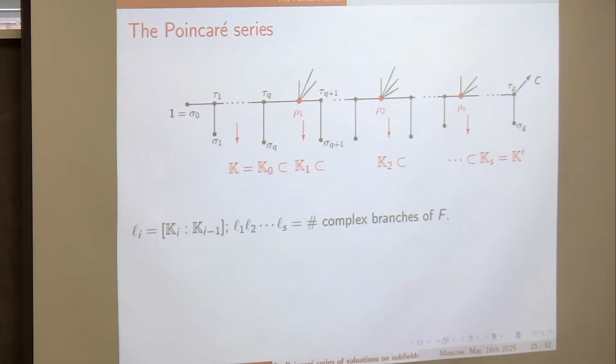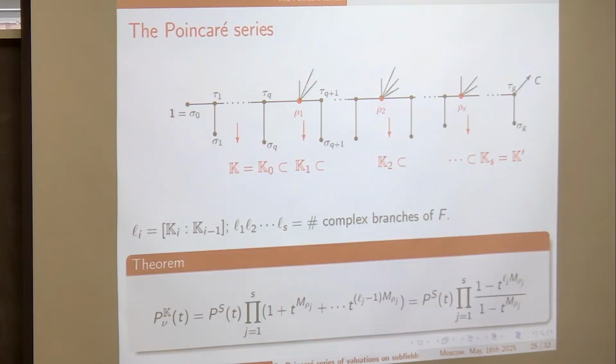In the case of the Poincaré series, we again put the same graph, which is more or less the main guidance to this. And one can compute the Poincaré series over the field K, which is the Poincaré series of the semigroup multiplied by these factors. For each branching point, you have this factor, which is the sum of a geometrical series with a ratio t to the power m rho j. So you have this formula for the computation.